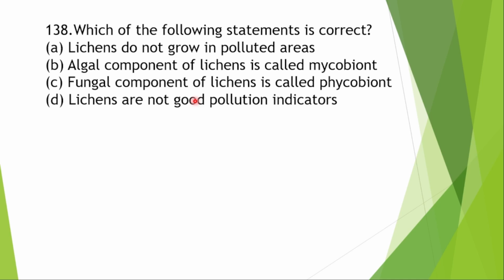Next, which of the following statements is correct? Lichens do not grow in polluted area. This one is right. Algae component of lichen are called mycobionts. It is called phycobiont, not the mycobiont. Mycobiont is for fungus, the fungal component. Fungal component of lichen is called phycobiont. They are given opposite. Lichens are not good pollution indicator. Lichens are good pollution indicators. So the first one itself is right. Lichens do not grow in polluted area.